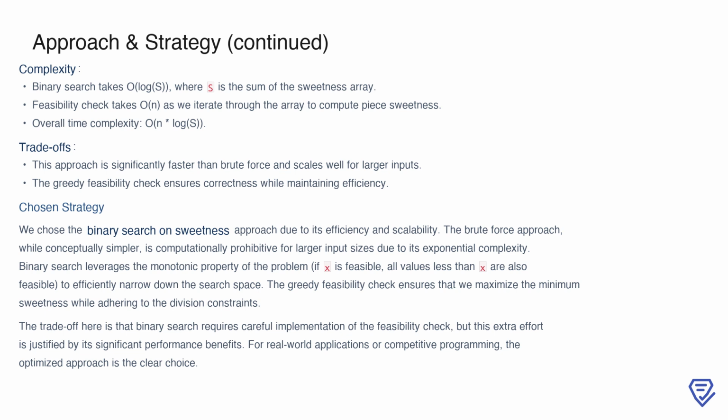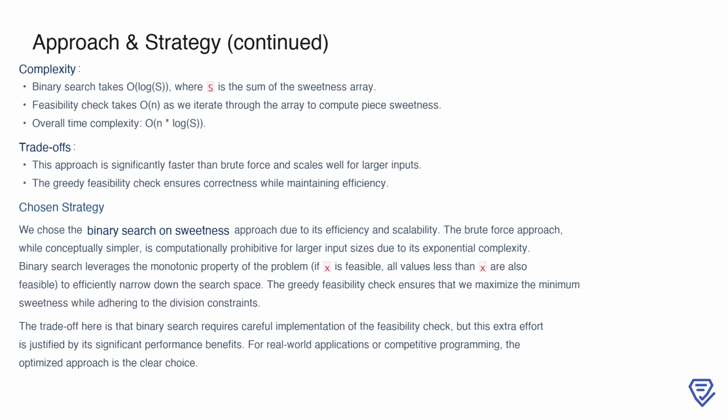The trade-off is that binary search requires a careful implementation of the feasibility check, but this extra effort is rewarded with significant performance gains. Ultimately, the chosen strategy is binary search on sweetness. It leverages the monotonic property of the problem, which states that if a minimum sweetness value x is feasible, all values less than x are also feasible. This property allows us to narrow the search space efficiently. The greedy feasibility check ensures correctness while maximizing the minimum sweetness. For competitive programming or real-world applications, this optimized approach is the clear winner due to its balance of speed, scalability, and reliability.